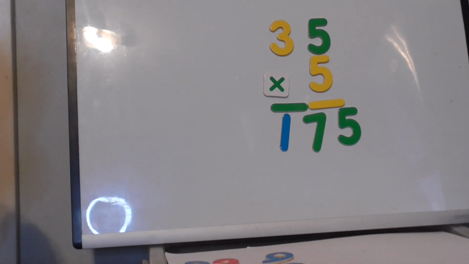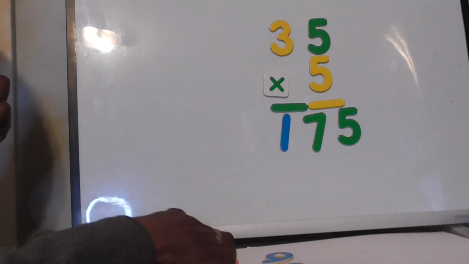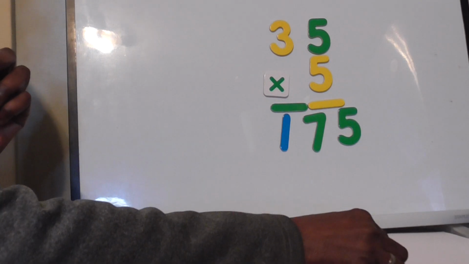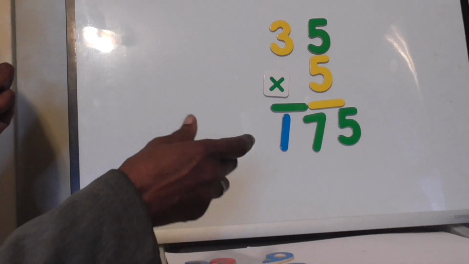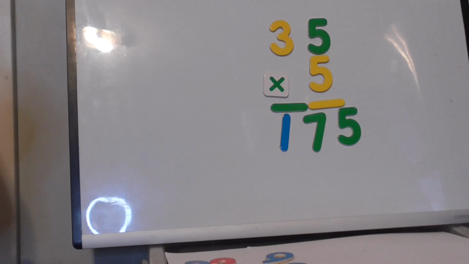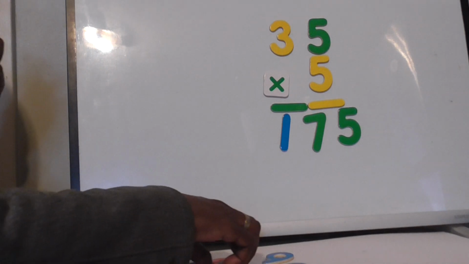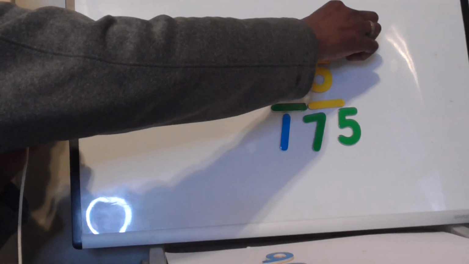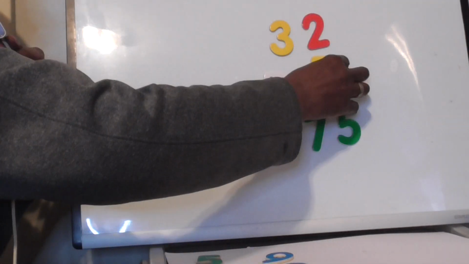You can have pens, papers, pencils, magic markers, or you can also have the magnetic numbers. We're just reviewing simple multiplication, so we are just talking to our multipliers today.